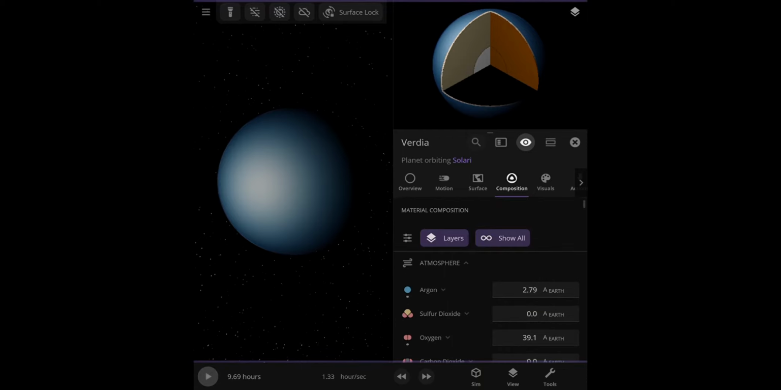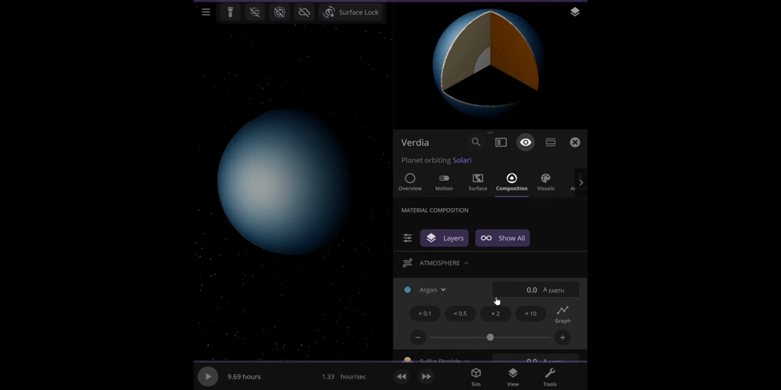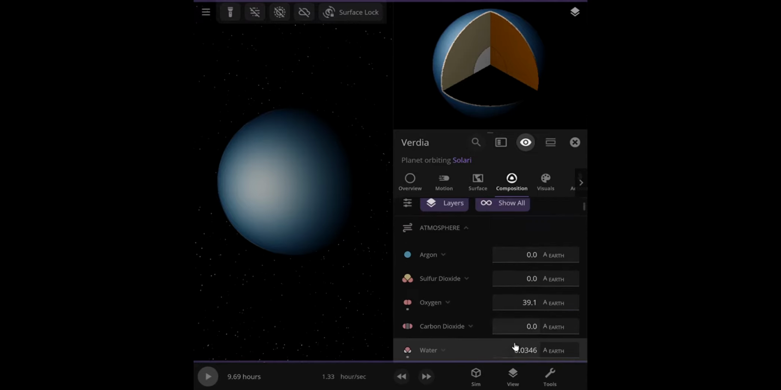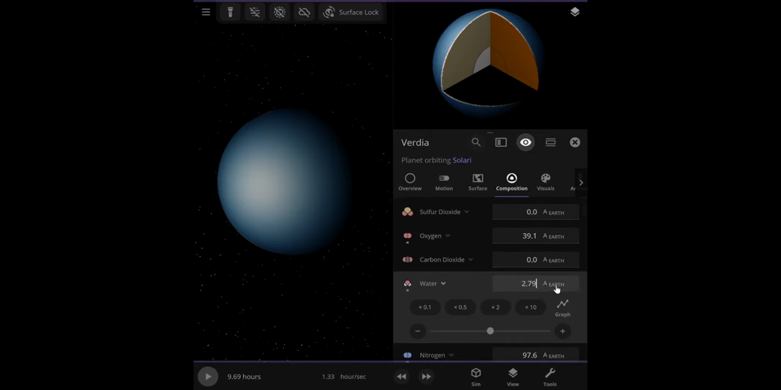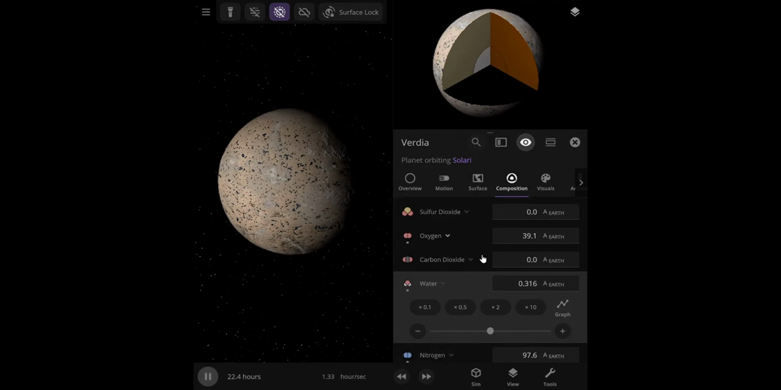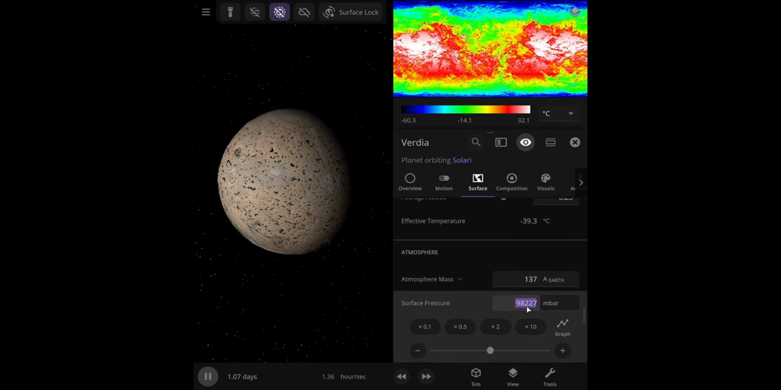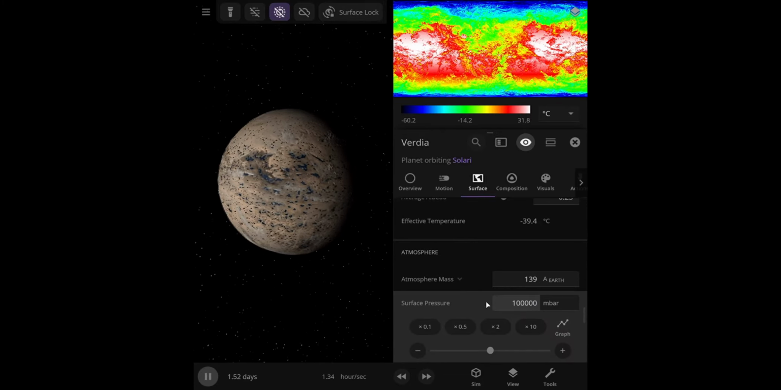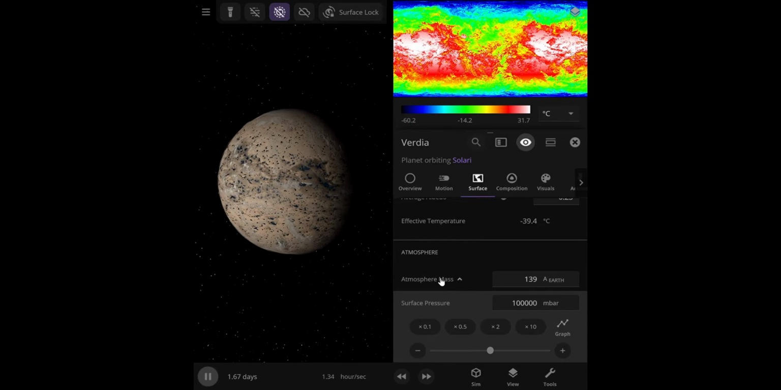You know what? Hang on, it also says it has significant water content, so we're going to take this number. I'm going to put it over here in the water section. That's not the same number. Play it. 100,000. There you go.